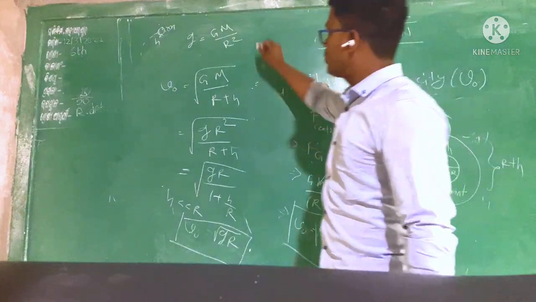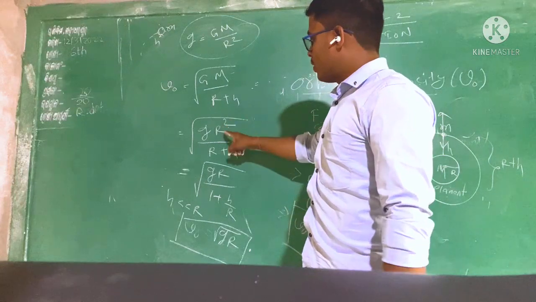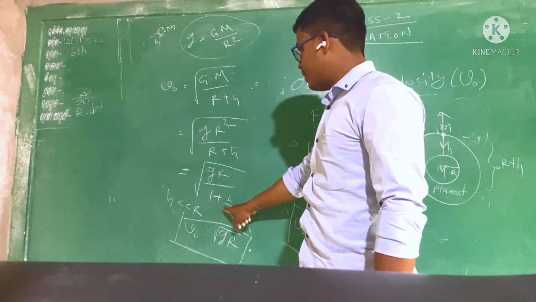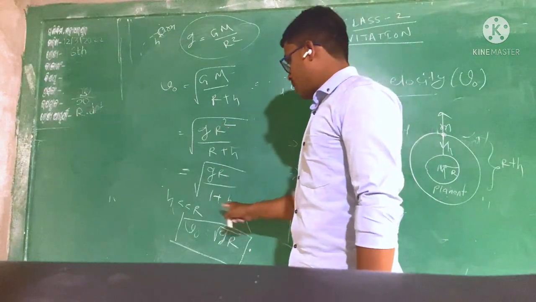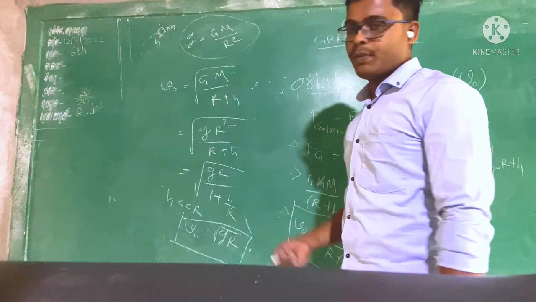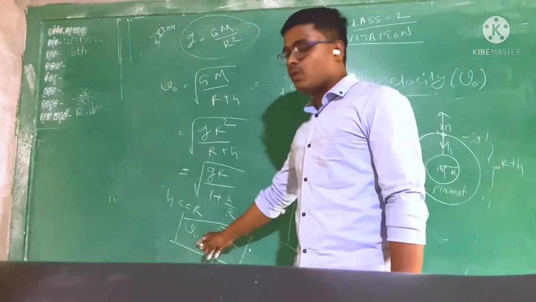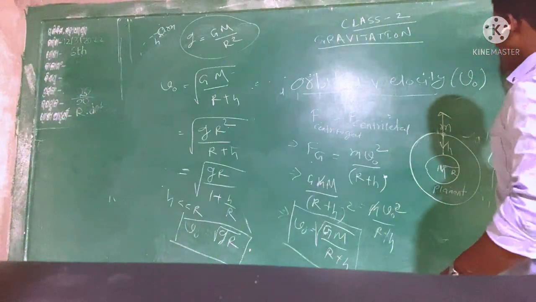And you know the acceleration due to gravity equation. Substitute here the GM value, then take one r to the denominator, one r in the numerator. Then when h is very much less than r, v0 will be square root of gr. Okay, so this is the expression of orbital velocity.